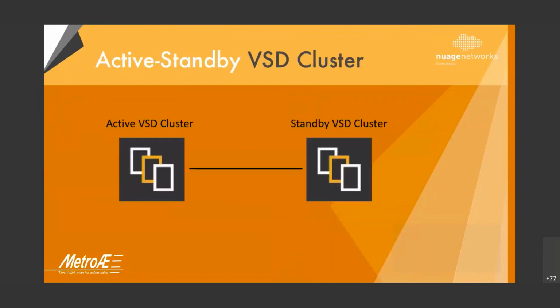We also support the install of active standby VSD cluster as well as the upgrade of active standby VSD cluster. An active standby VSD cluster is a cluster of 3 active VSDs and 3 standby VSDs. The active ones are the main ones that are doing the work, and the standby ones are in place so that if the active is not working, then it will switch to standby mode. So we now support the install as well as upgrade of active standby VSD clusters.